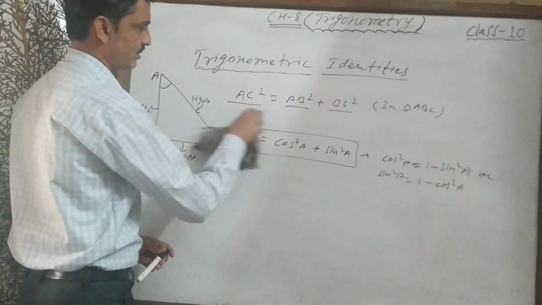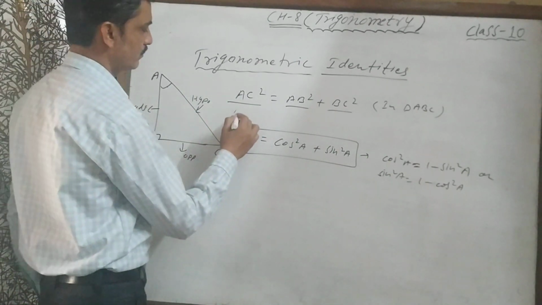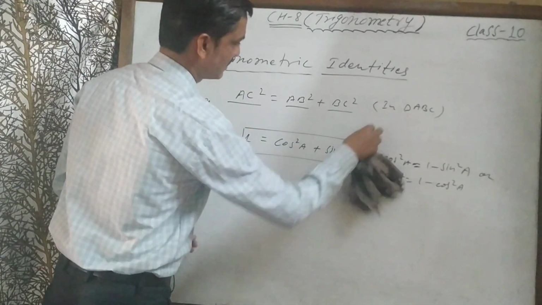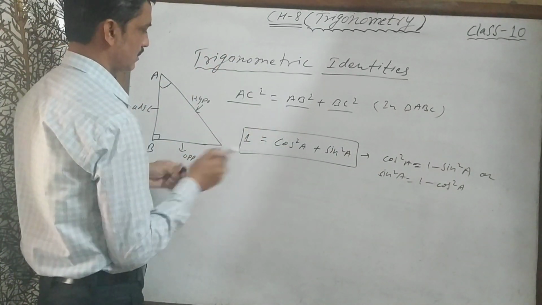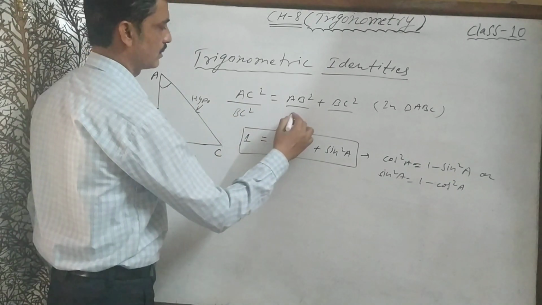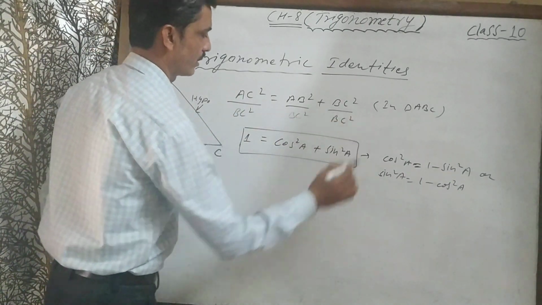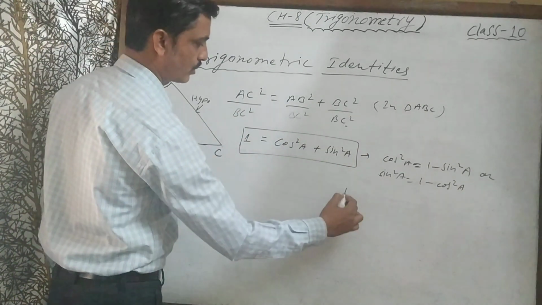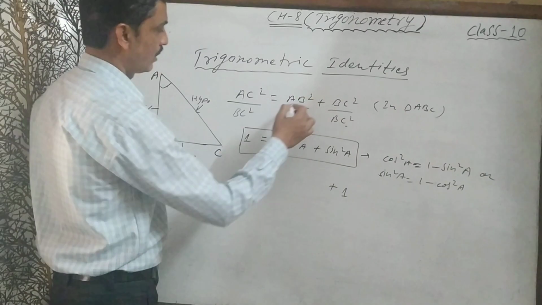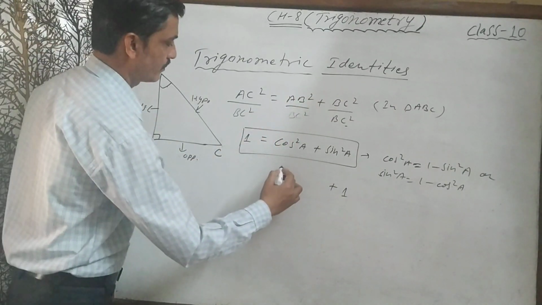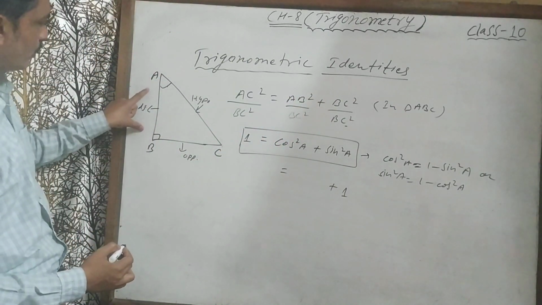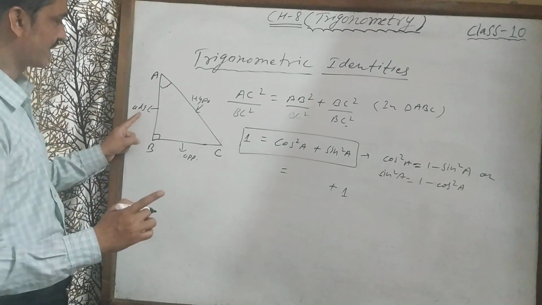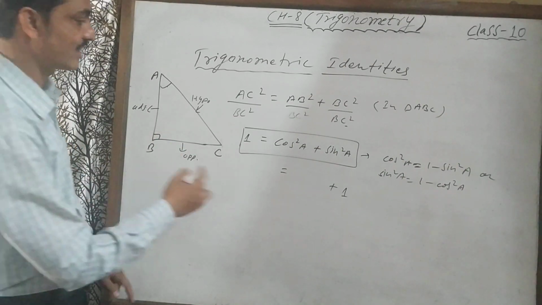Now, if we divide both sides by BC square, each term divided by BC square, what will we get here? We get 1 plus AB upon BC squared. AB upon BC is adjacent upon opposite. Opposite upon adjacent is tan theta, so adjacent upon opposite, the reciprocal of tan theta, is cot theta.